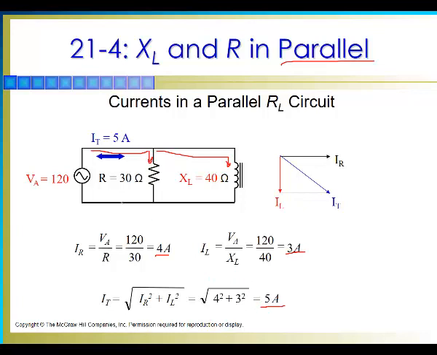As you can see, we have a total current that comes in of 5 amps, but then 4 goes this way and 3 goes this way. 4 plus 3 is not 5. However, if we add them as phasors, yes, it is 5.